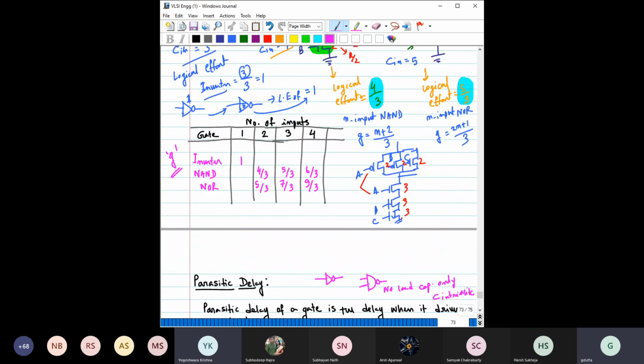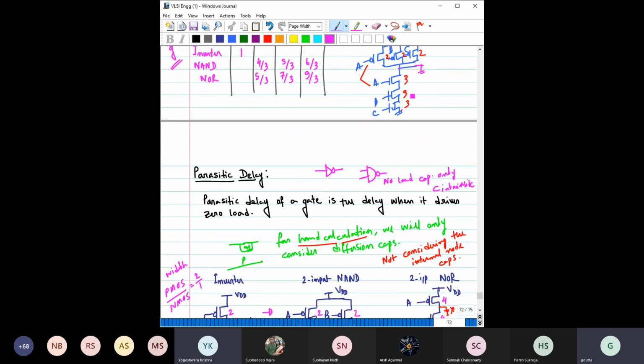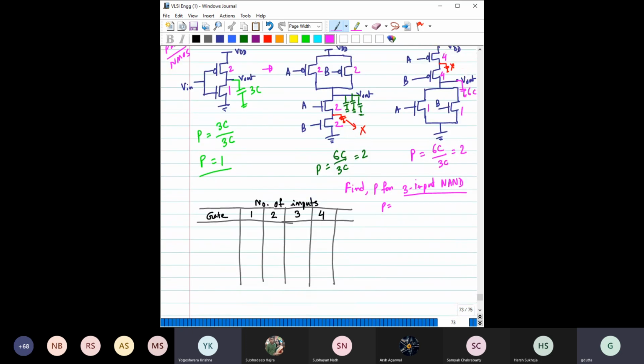We have drawn here, right? See, what is the total capacitance connected with this output node? This is the output node. Here it is 2C, 2C, 2C, 3C. So it is 6 and 3, 9. So total 9C parasitic capacitance is connected at the output node. So it will become 9C by 3C, which makes this one 3.